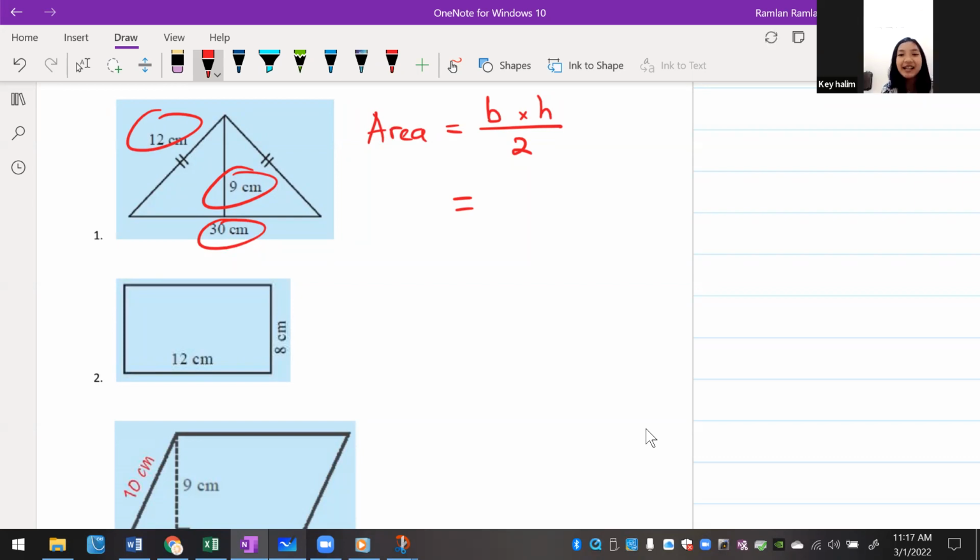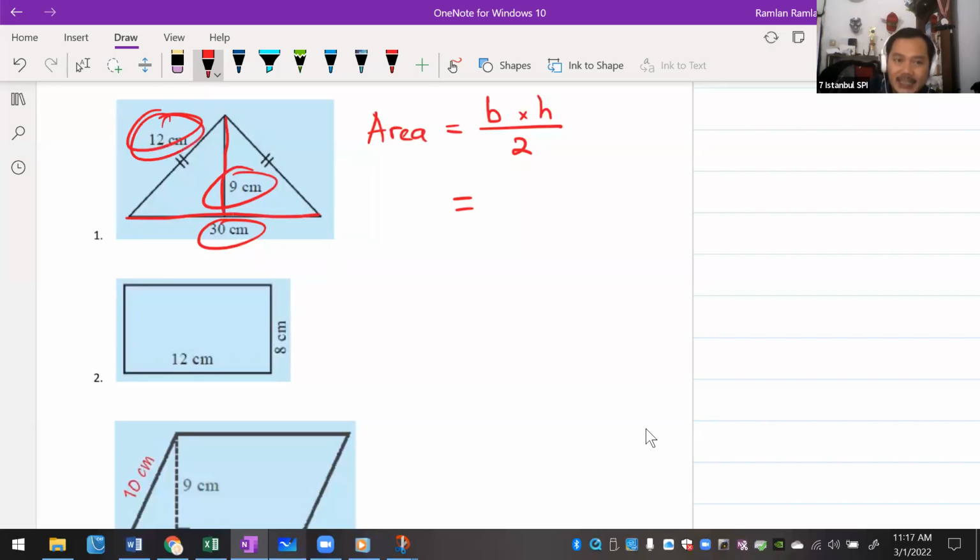Tadi konsepnya gimana? Base sama height harus membentuk sudut berapa derajat tadi? 90 degree. Nah, itu dia ya. Okay, saya ulang ya guys. So the base and the height here, if you choose the base as this 30, right? The height should be this 9. Why? Because this 12 is not the height.